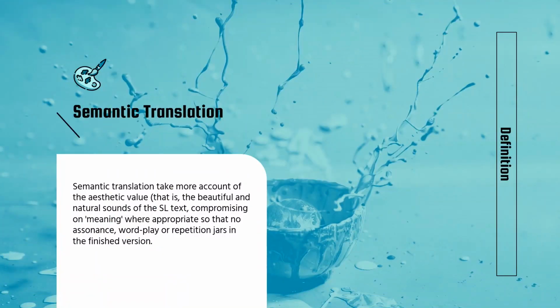And the next material is semantic translation. Semantic translation takes more account of the aesthetic value, that is, the beautiful and natural sounds of the source language text, compromising on meaning where appropriate so that no assonance, wordplay, or repetition jars in the finished version.